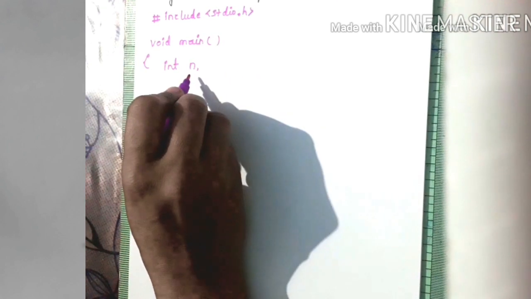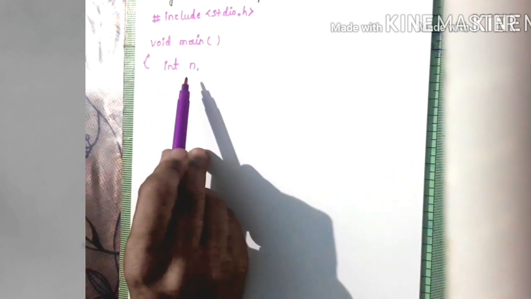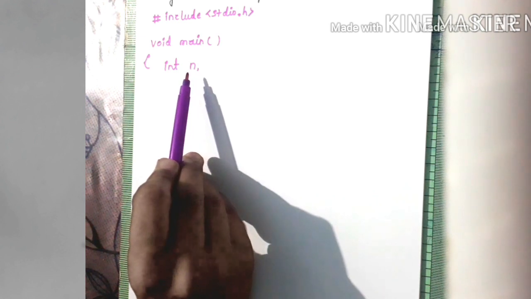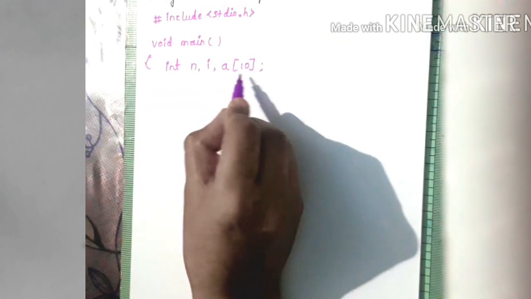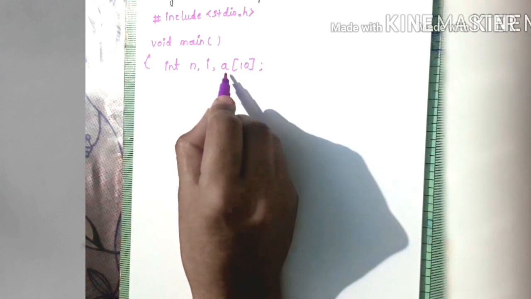I have taken a variable n which indicates the number of elements that I want to input to the array. i indicates the position of the array elements, and I'll take the array A of size 10. 10 is the size of the array A, which indicates that we can store a maximum of 10 elements in the array A.